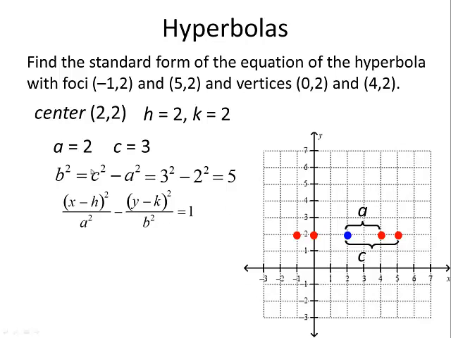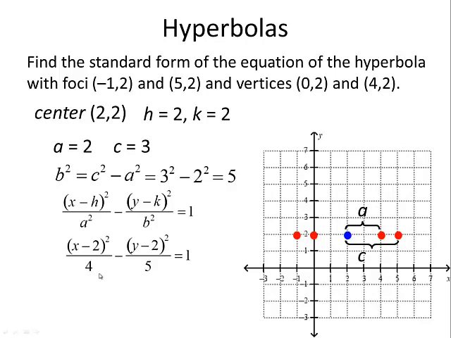Okay, so since we have b squared, we really don't have to worry about taking the square root, because in my formula it's b squared. Putting the h and k, a and b in all of this, we get a final answer of (x minus 2) squared over 4 minus (y minus 2) squared over 5.